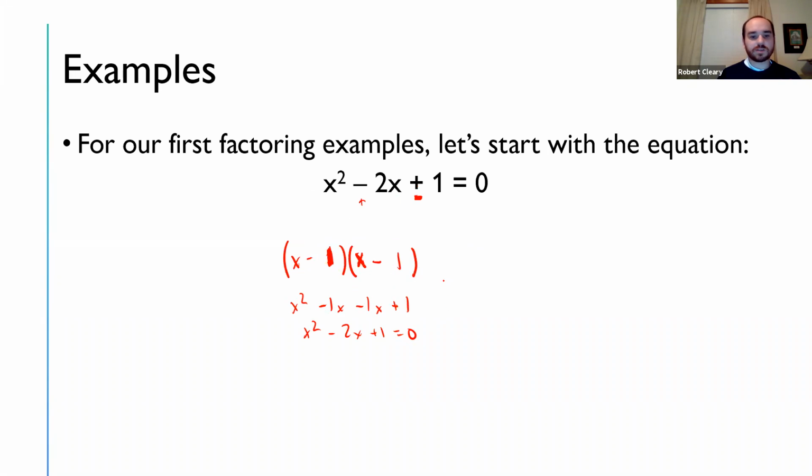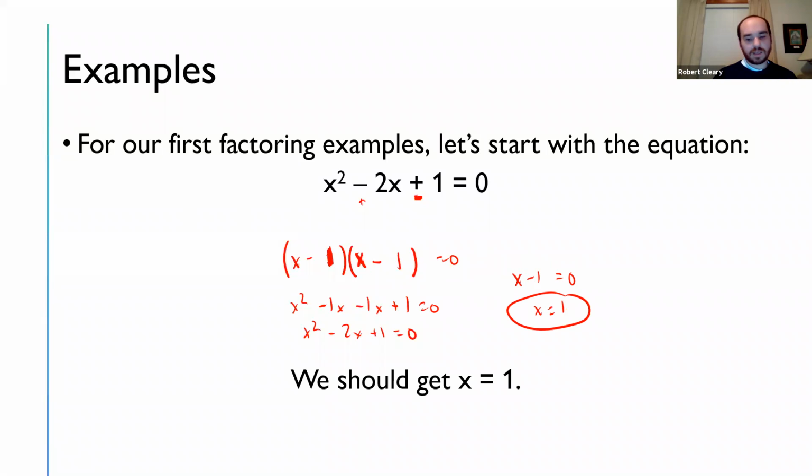That's our original equation. So now we set this equal to 0. To solve these, we'd normally do each one, but since they're the same, we just need to do one of them. So x minus 1 equals 0. That means that x equals 1. And that is the solution to this problem. We should get x equals 1. You can also plug it back in and check at the end if you want to. So 1 squared is 1, minus 2 times 1, that's -1, and then plus 1 is 0.